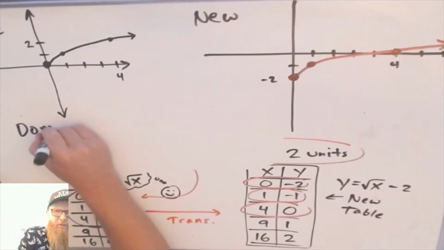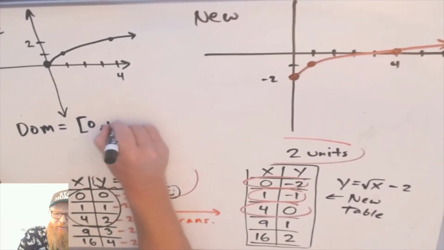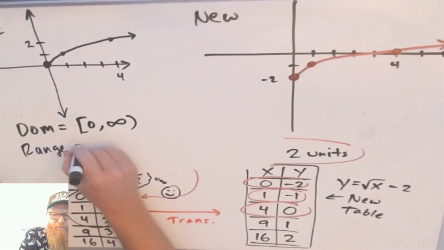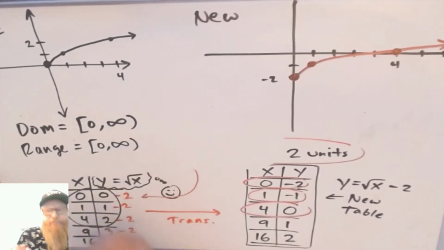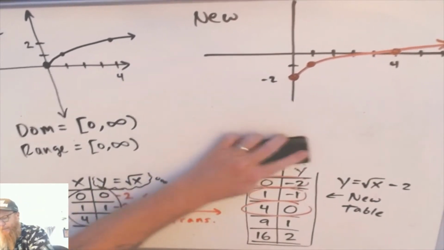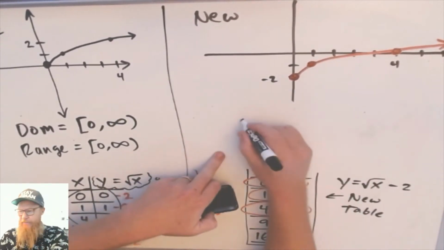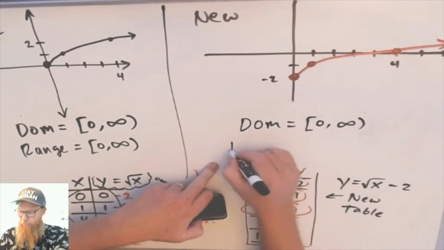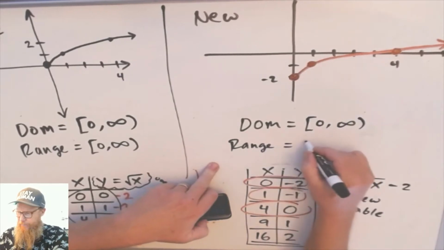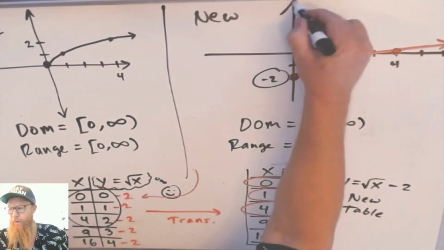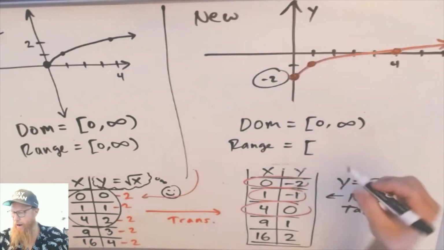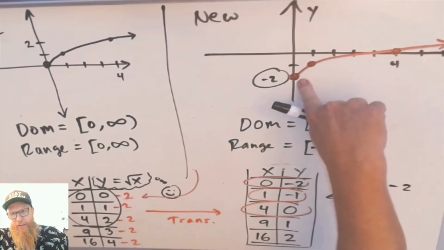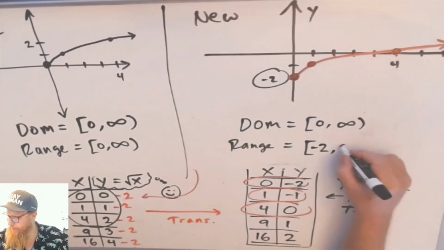For the original graph, the domain was 0 to infinity. That's the old graph. And the range was also 0 to infinity. In the new graph, the domain remains the same, but the range changes. Remember, the range is the y values. So the y values go from -2, inclusive, so it is touching -2, and it's going all the way up to infinity.